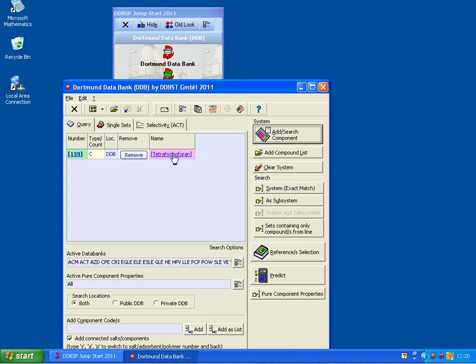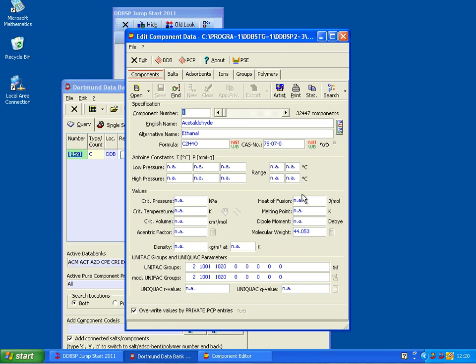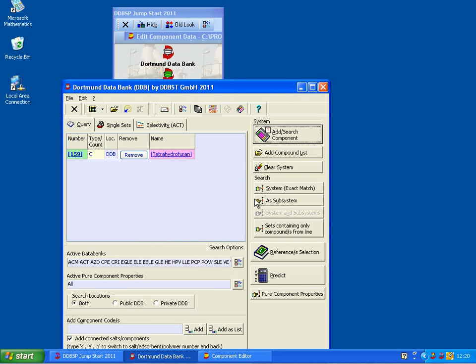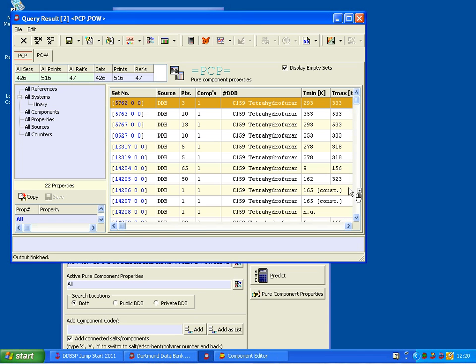Okay, we can also click on this link and see the physical properties, and here they are. We might need them later, so I'm just making this small. Now I go to system exact match. Here are now all the data.